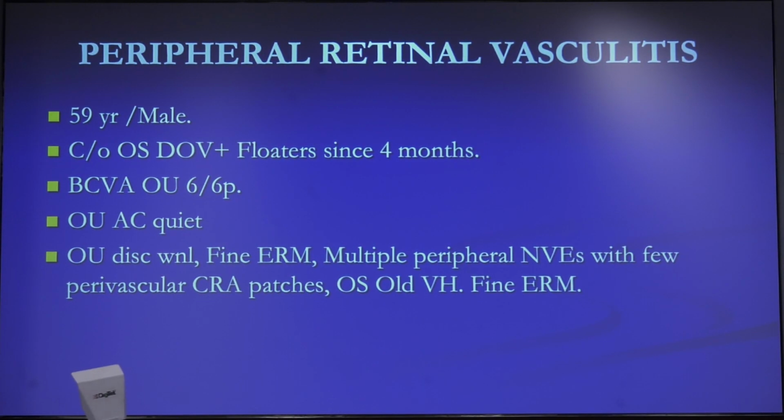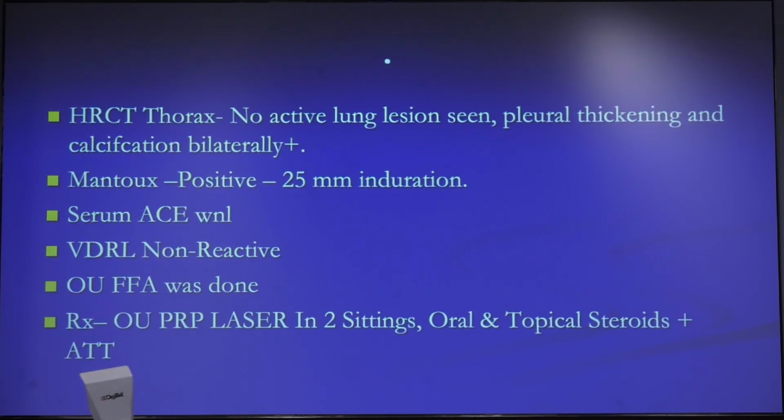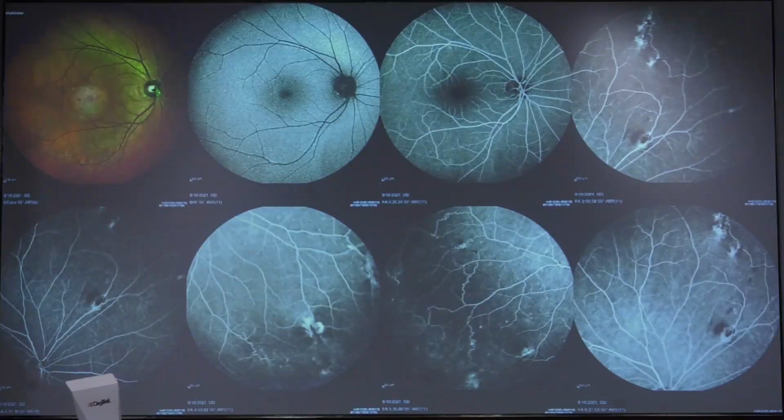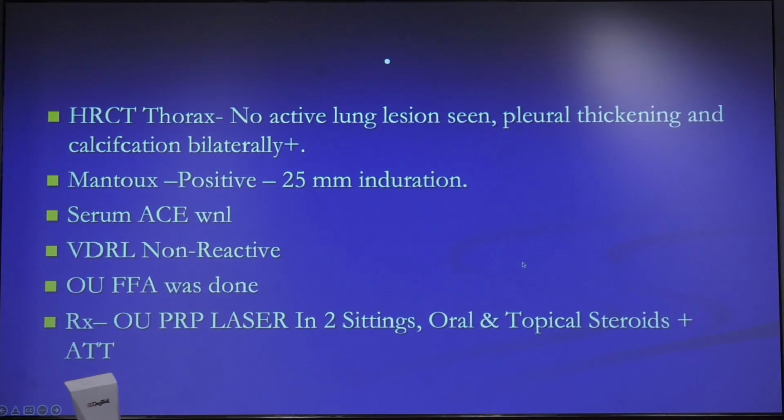This is a case of peripheral retinal vasculitis in a 59-year-old male with floaters for the past 4 months in the left eye. Disc was within normal limits. There was a fine ERM with multiple peripheral NVEs with a few perivascular CRA patches, and the left eye also had an old vitreous hemorrhage. This is how the FFA picture looked, and you can see the changes in the peripheral retina, the staining of the vessels and CNP areas.